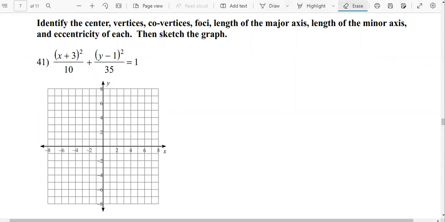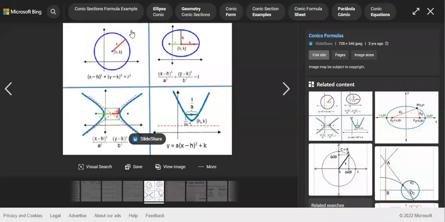Conic sections. Four major types that we're talking about: circles, parabolas, ellipses, which are like stretched out circles, and hyperbolas. Did I say parabola? Parabola, hyperbola.